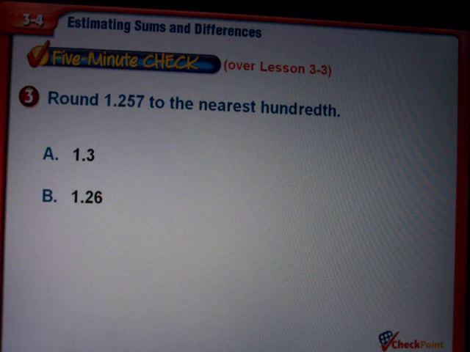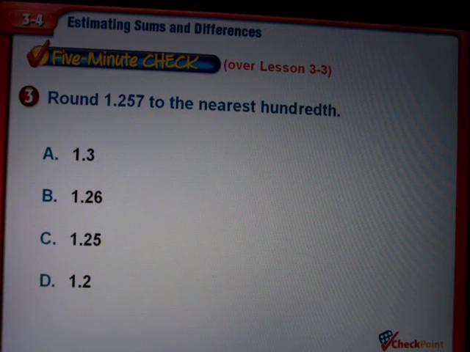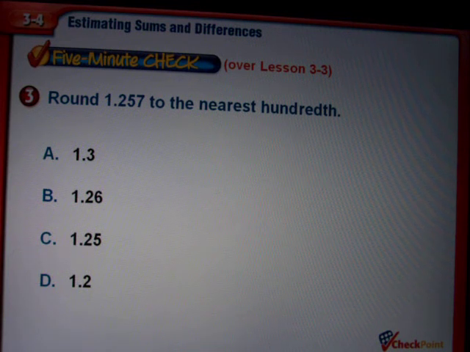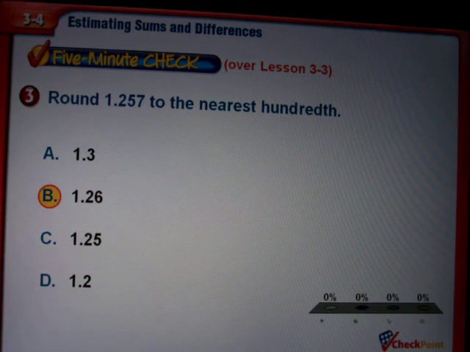Now we're going to round 1 and 257 thousandths to the nearest hundredth. Is the answer A, 1 and 3 tenths, B, 1 and 26 hundredths, C, 1 and 25 hundredths, or D, 1 and 2 tenths? And your answer is B.